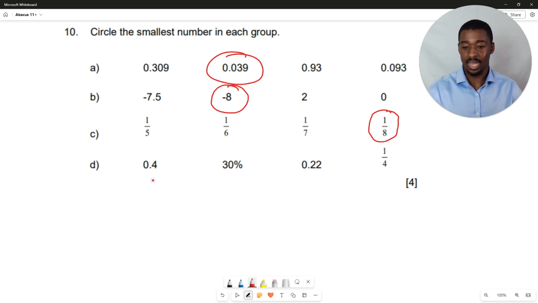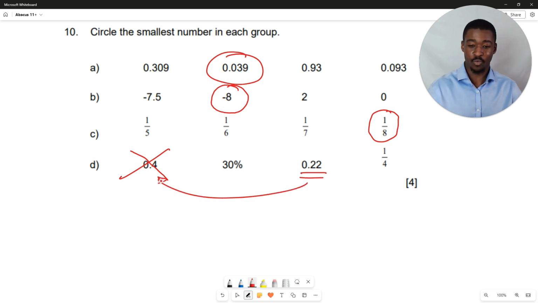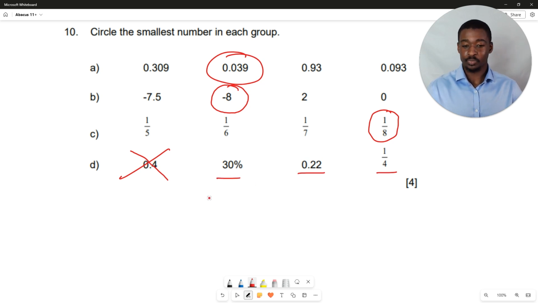And now for part D, we have a mixture of fractions, decimals, and percentages. So first and foremost, we can cancel out 0.4. Let's not even think about it because we already know 0.22 is smaller than 0.4. So then we have 1/4, 0.22, 30%. Let's turn these all into fractions. That's the easiest thing to convert them into, and also the easiest thing to compare.